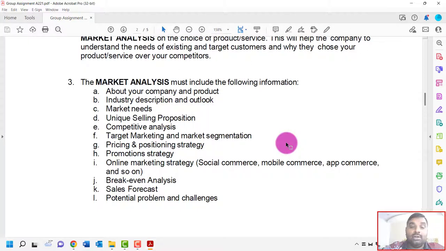And under the promotion strategy you can include the online marketing strategy. What marketing strategy do you want to use? Social commerce, mobile commerce, you are going to learn in this subject. So you have to apply all of this in your assignment. And break-even analysis: when are you going to achieve your real profit, the actual profit. So you have to analyze break-even, and you have to do a sales forecast.